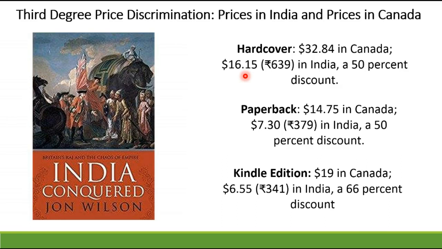So you can see that the prices of the hardcover and the paperback are about 50% less in India than they are in Canada. The price for the Kindle edition is even cheaper in India, in relative terms at least. It's only a third of the price that it is in Canada, roughly. So why would there be this kind of price discrimination? Again, I think it has to do with estimates of differences in willingness to pay.